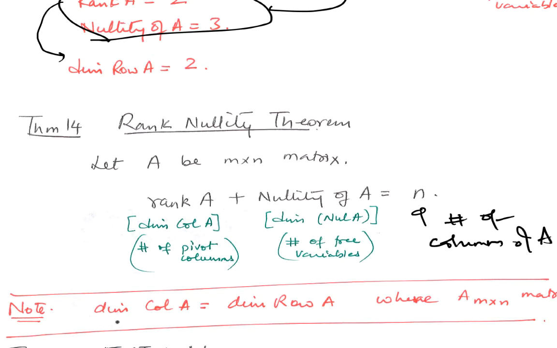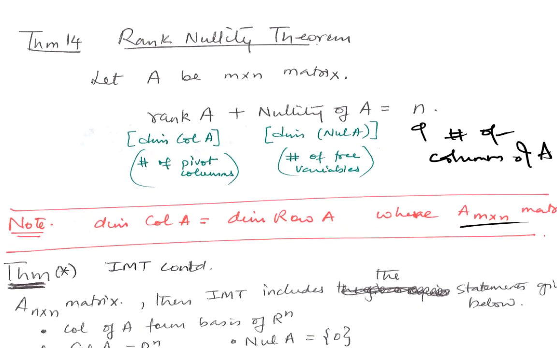So, also that the dimension of the column space of A is the same as the dimension of the row space of A, where A is an m by n matrix. Now, we're going to recollect something of the IMT, the invertible matrix theorem, because you've learned a lot here.